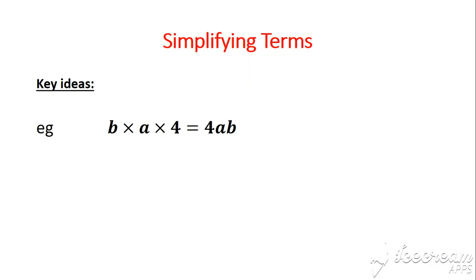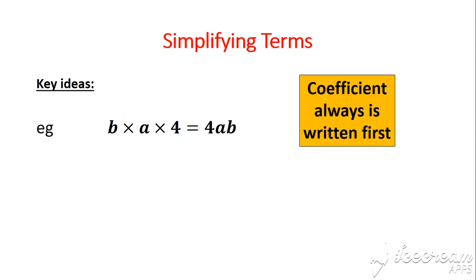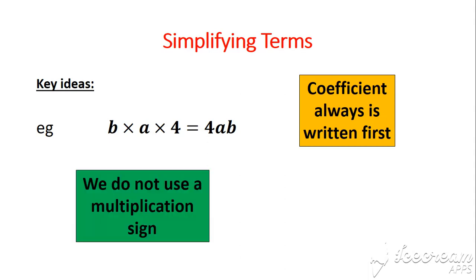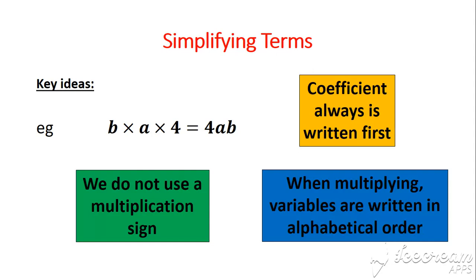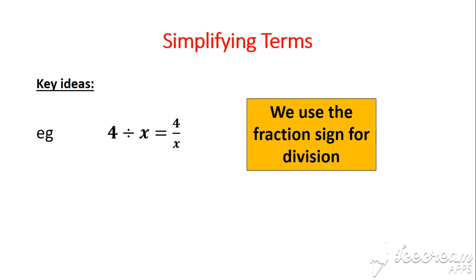Well, you should know by now that when we multiply expressions, we write the coefficients first. Coefficients are the numbers out the front. We don't use a multiplication sign. And when we multiply, we write the variables, which are the letters or symbols, in alphabetical order. You should also know that we use the fraction sign for division.